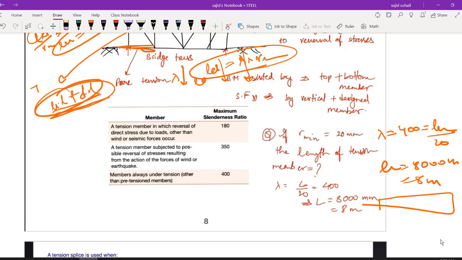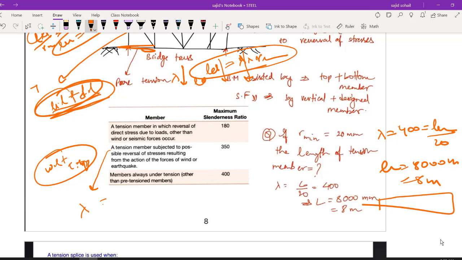What is happening here? The reversal is very less because of wind load and earthquake load. Only because of these, reversal can happen. There is no dead load and live load acting in the reversal of stresses. Then the stresses generated will be very less. So you need not reduce the length of the tension member to a big extent. So your lambda value will be somewhere intermediate, 350.